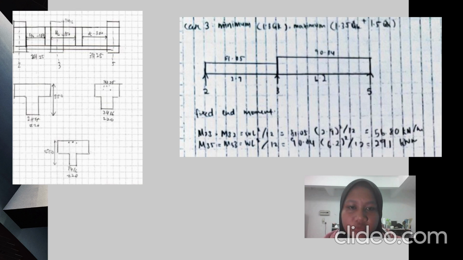For the last case, the minimum load for span 2 to 3 is 81.05. And then for span 3 to 5, the maximum load for this span is 90.84. For its fixed end moment, the M23 is 56.08 kilonewton per meter. Then for the value M35, the value is 291 kilonewton per meter. Finally, this is the detailing for my beam for continuous beam.